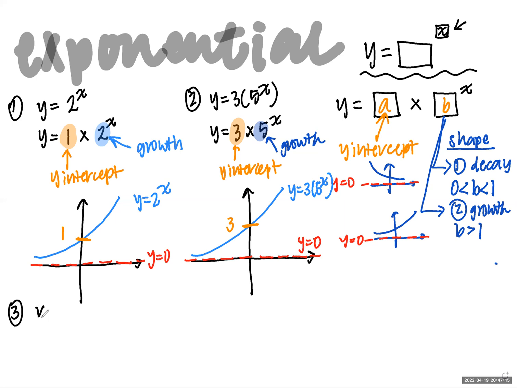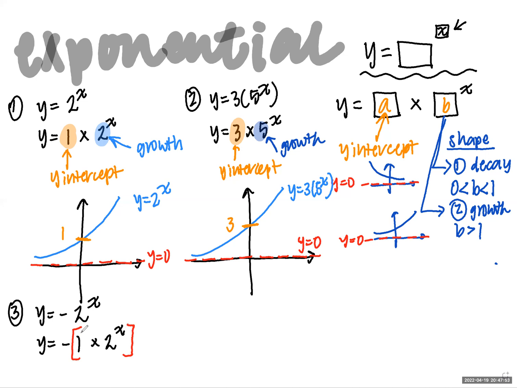Now, variation number 3 is y is equal to negative 2 to the power of x. Now, this is the part that a lot of students get wrong. What do I mean by they get it wrong? They'll write, oh, this is y is negative 1 times 2 to the power of x. This is what they will get wrong. It's actually not right. Okay? So how do we go about doing this? There is a bracket here.